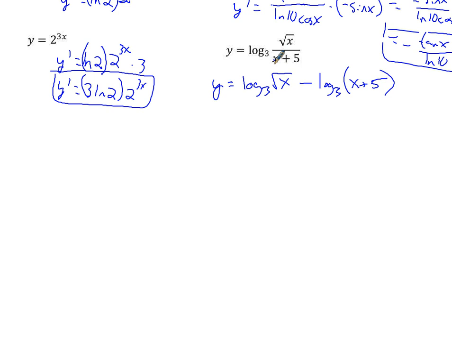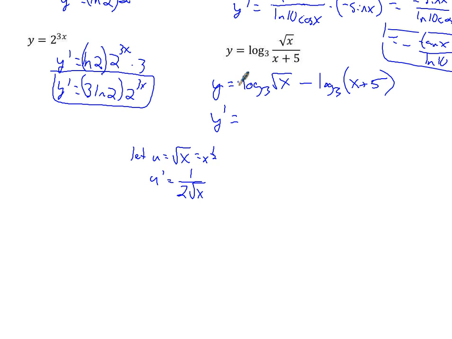So the first one, u equals square root of x. All right, so we're going to let this be u right here. So we get 1 over... u prime equals 1/2 x to the negative 1/2. So 1/2 x to the negative 1/2 is that. Okay. So now we can take this derivative right here.